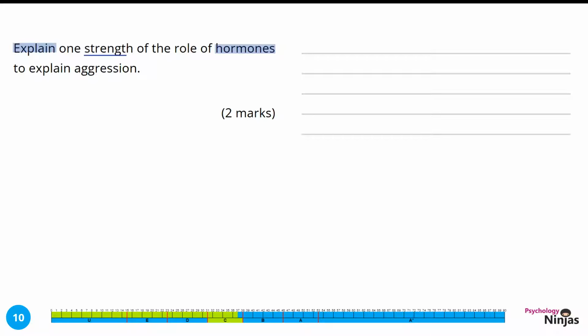More specifically, we need a strength of hormonal explanations rather than anything else. We get 1 mark for identifying a strength, and it needs to be specific to hormones as an explanation. Our 2nd mark justifies why that thing we've identified is a strength for this explanation of aggression. Let's have a look at a response.